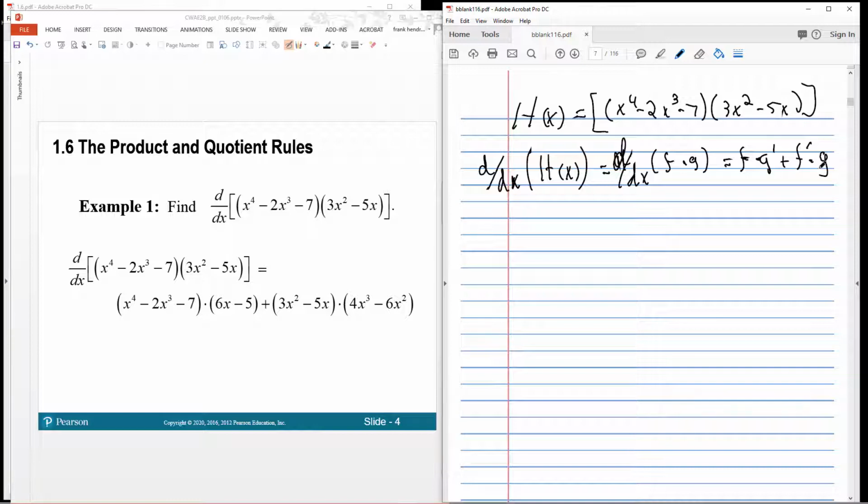So let's describe what F is. F of x in this case is x to the fourth minus 2x to the third minus 7. So f prime of x is going to be 4x to the third minus 6x squared. What is g? G of x is 3x squared minus 5x. So g prime of x is going to be 6x minus 5.